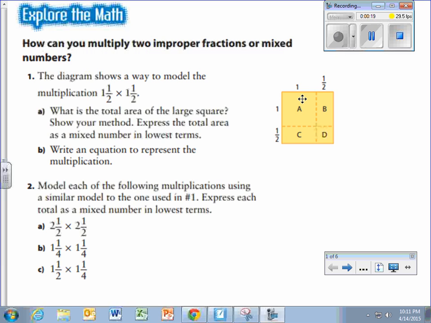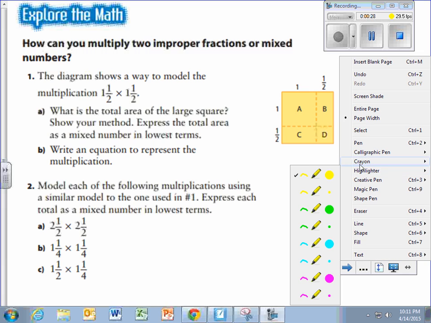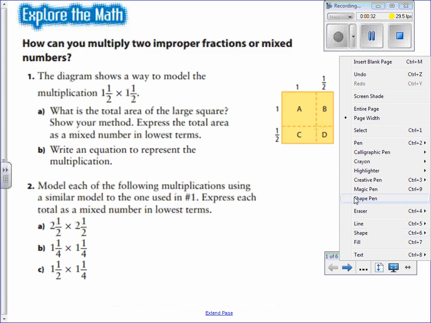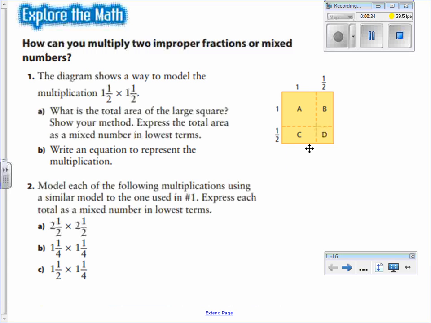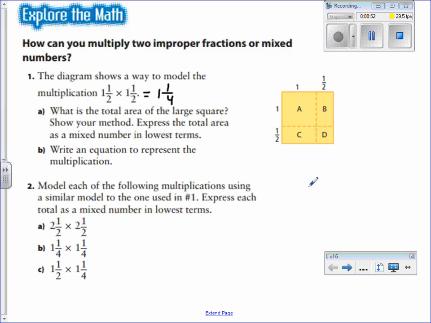Now, to start off this section, the model is very important. One of the most common mistakes that kids make when they see questions like this, and I'll just get my pen out here to demonstrate what I'm talking about, is they look at a question like this and they say 1 times 1 is 1, and 1/2 times 1/2 is 1/4, so the answer must be 1/4. That won't work. I can tell you now that if you do that, you'll get the question wrong.